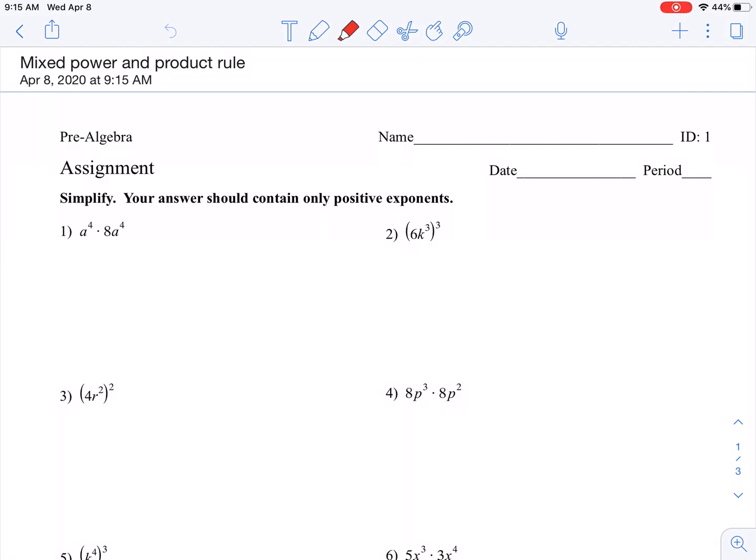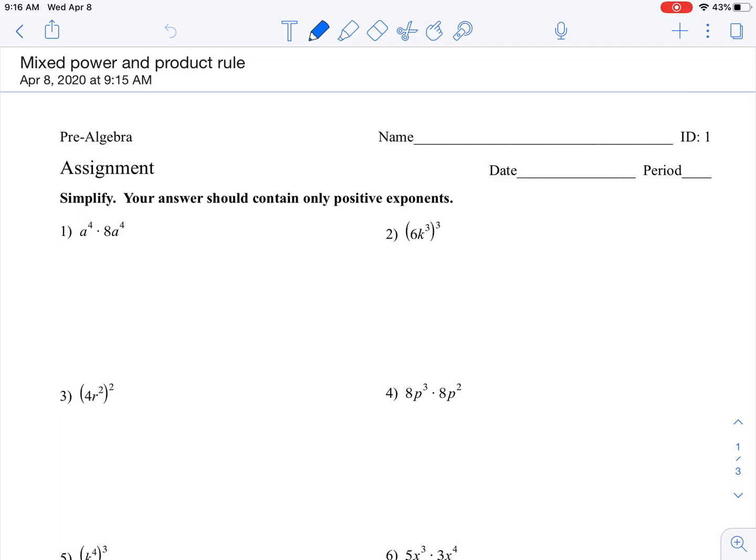This assignment is for April 10th of 2020 and it will be looking at the product rule and the power to a power rule. So if you look at number 1 and number 2, you could see that they are very different types of problems. One has parentheses and one does not. And so the reason is because these are mixed types of problems.